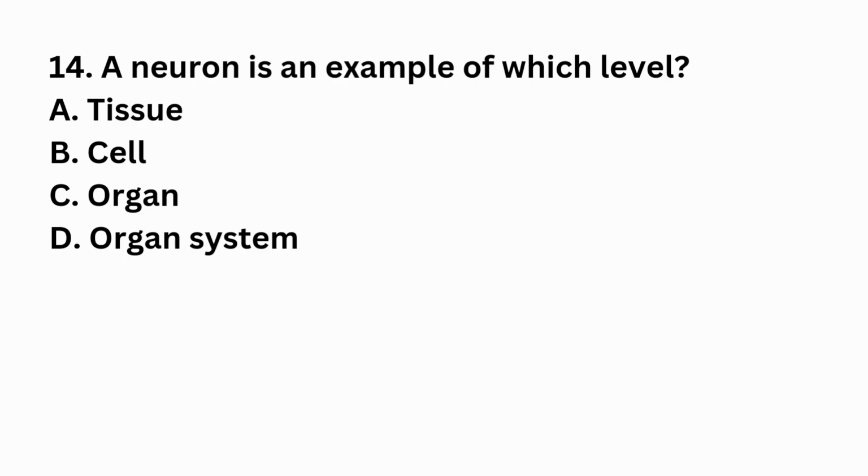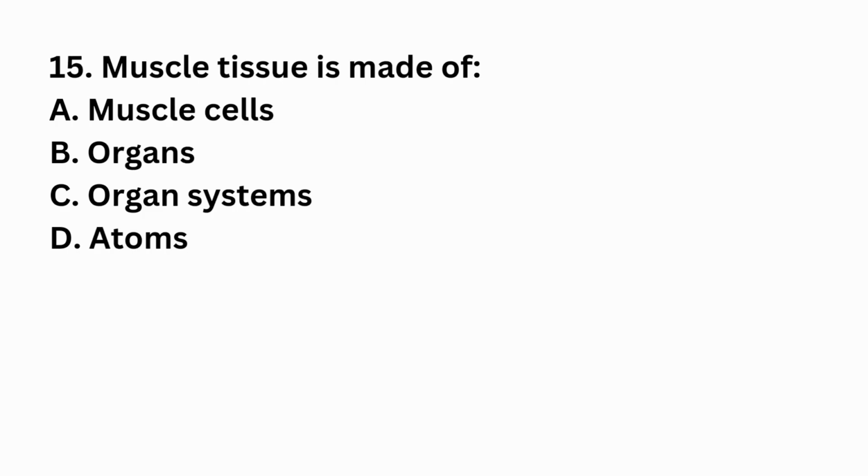Question number 14. A neuron is an example of which level? The correct answer is option B, cell. Question number 15. Muscle tissue is made up of... The correct answer is option A, muscle cells.